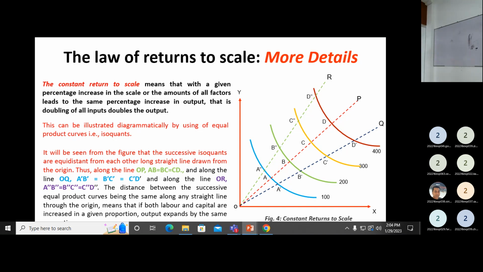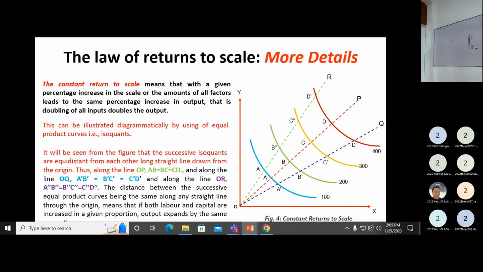Therefore, along the line OP, if you consider line OP, that is the red color line, you could see the difference AB is equal to BC, and the difference BC is equal to CD, right? So to illustrate it clearly, I have drawn these curves. Then, if you consider line OQ, this blue color line, you could see the difference between A dash and B dash equals B dash and C dash, and B dash and C dash equals C dash and D dash.